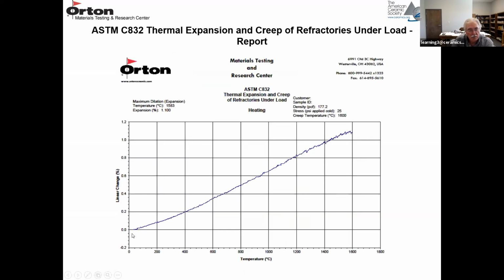So a creep test would look like this: percent change versus temperature. Here's your heat up for this material. It's 25 psi heated to 1600 degrees C. A maximum dilation is right here, about 1583. You can barely see it just starts to bend over. And that expansion is 1.1%.